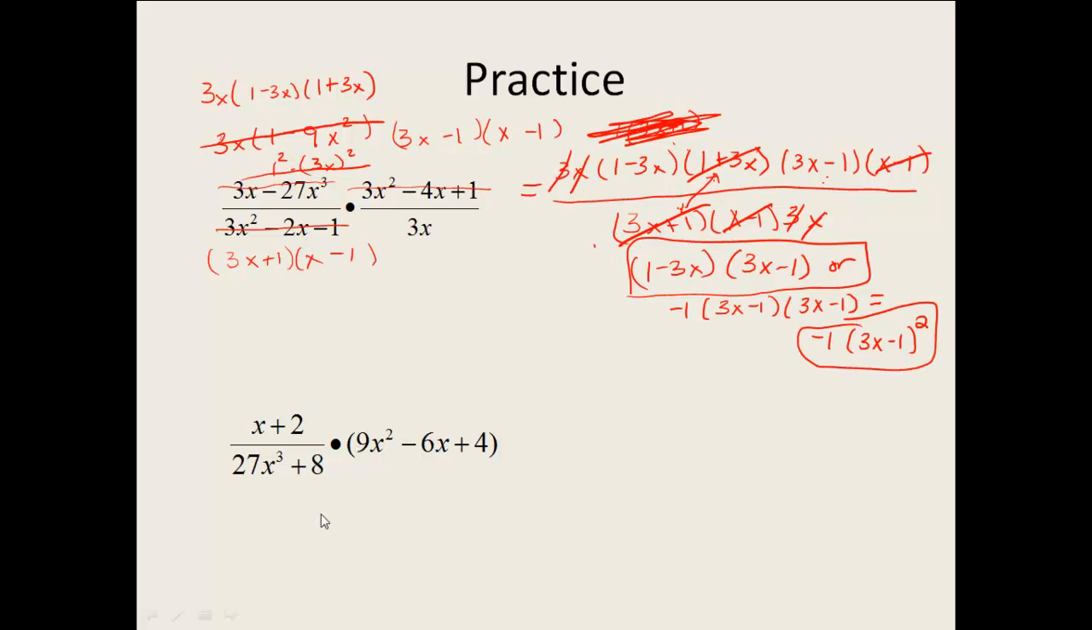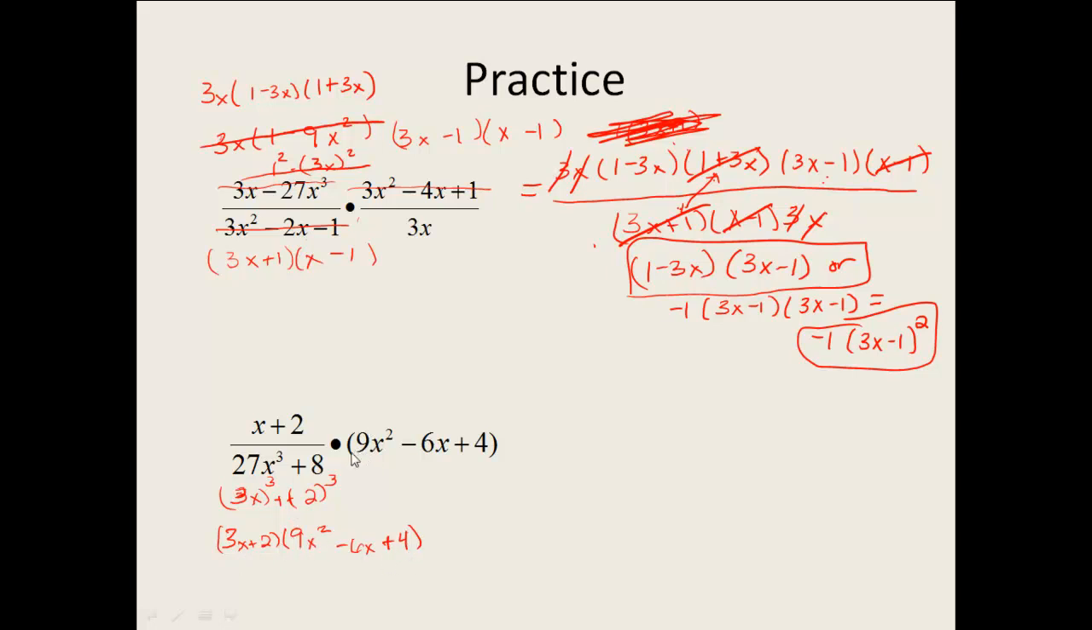Go ahead and pause the video again and see if you can get this last one figured out. Alright, on this last one, the bottom of my first fraction follows my sum of perfect cubes. It's in the two-term column of your flip book, and when you factor it out, you get 3x plus 2 times 9x squared minus 6x plus 4.